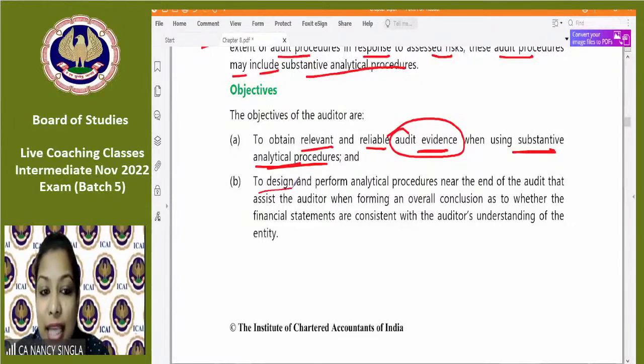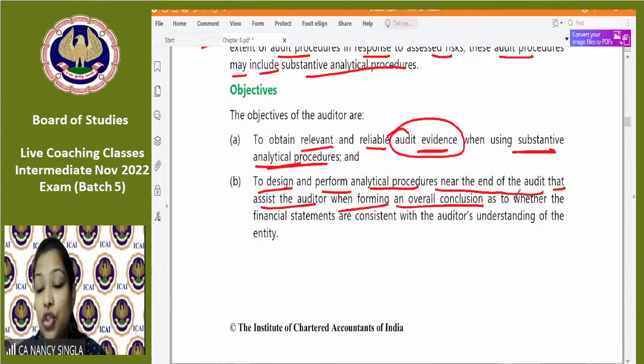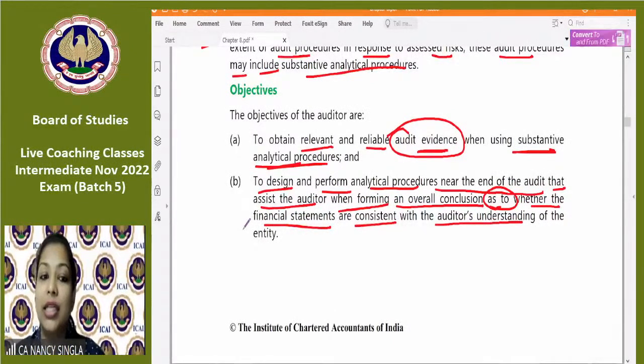So, to design and perform analytical procedures near the end of the audit that assist the auditor when forming an overall conclusion as to whether the financial statements are consistent with the auditor's understanding of the entity, the understanding that he obtained when he was identifying and assessing the risk of material misstatement.